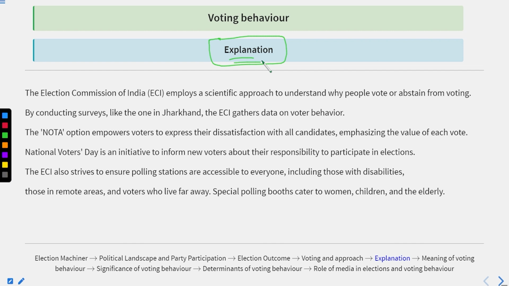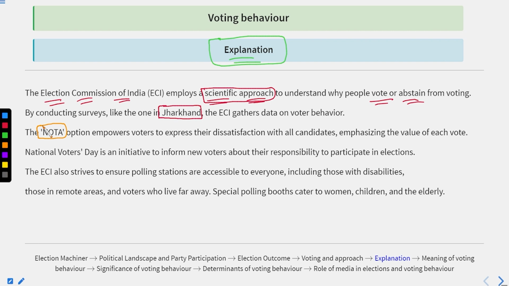So if we talk about the first thing, the Election Commission of India employs a scientific approach to understand why people vote or abstain from voting. That is the main thing that we had discussed. Such a survey was first conducted in Jharkhand, on which they received the data, so that they could form the approach that is called the scientific approach. Thereafter, we discussed that by getting the data, when they conducted the survey in Jharkhand, what data they received.